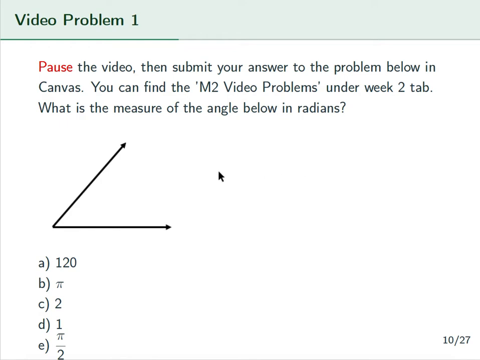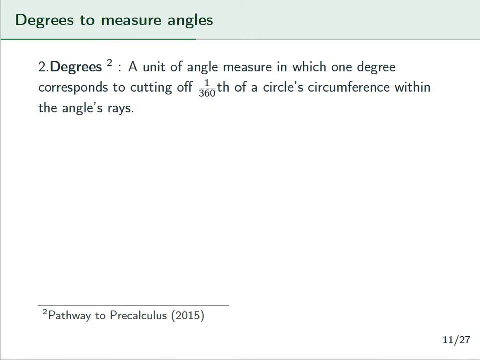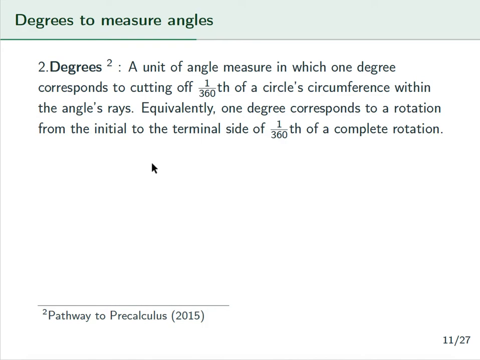Okay, so if you submitted the answer, let's go to degrees. You might be more familiar with degrees. A degree is a unit of angle measure in which 1 degree corresponds to cutting off 1/360th of a circle's circumference within the angle's rays. Equivalently, 1 degree corresponds to a rotation from the initial to the terminal side of 1/360 of a complete rotation.